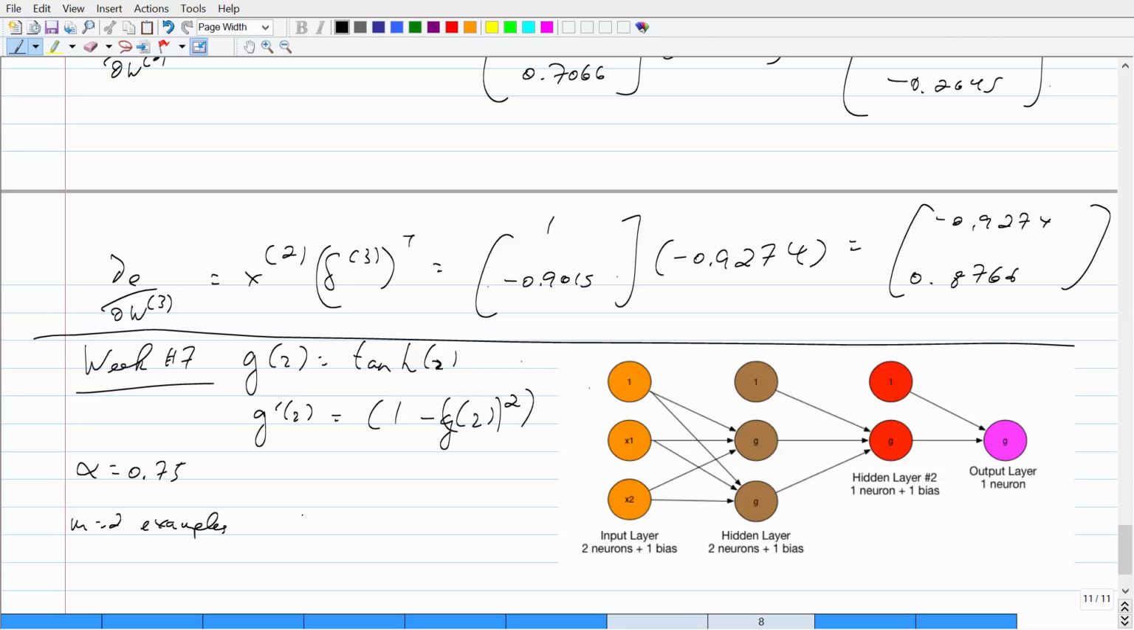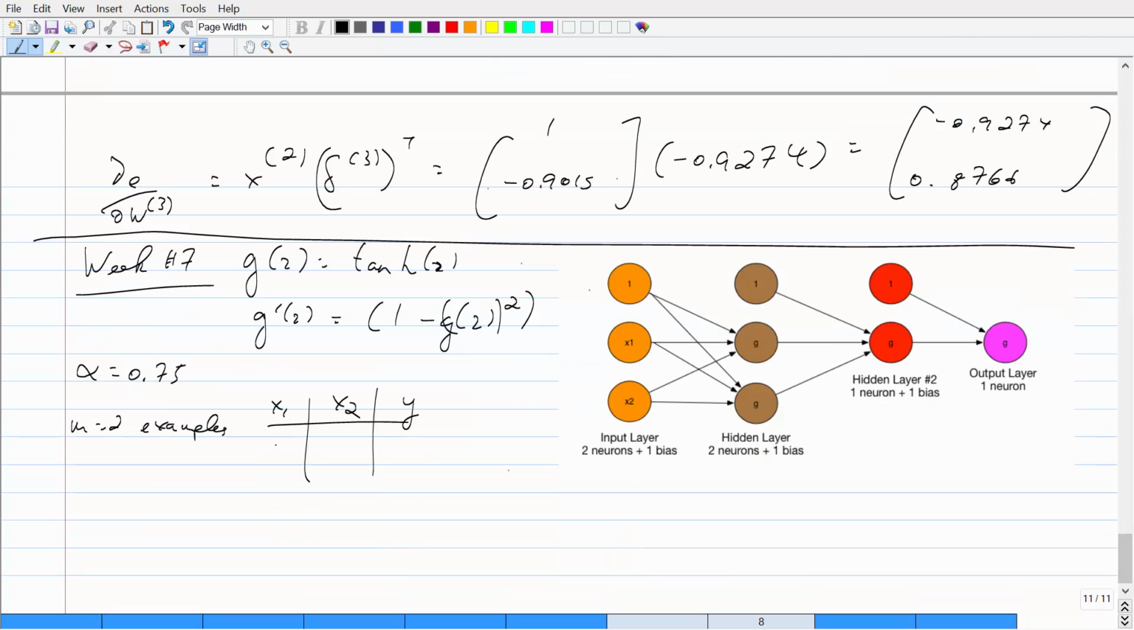Okay, we also see here that we have 2 features. So we have x1, x2, and then y. All right. So in this case, we have 2, 3, and this is coming straight from the document. This is the week 7 problem set. Okay, so we have 2 examples and a learning rate. And you see it's all described here. So you have 2 neurons plus a bias for the input, 2 neurons plus a bias for the hidden, and then we have the second one, just 1 plus the bias for the next hidden, and then finally the output.